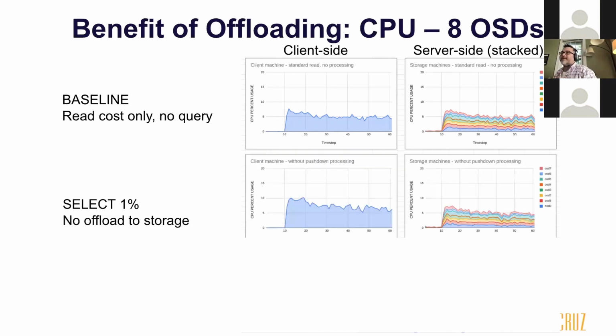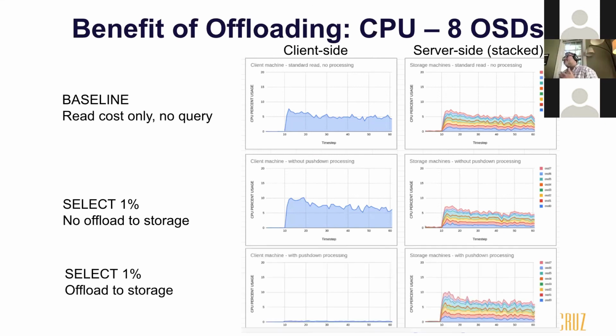If we consider that a baseline, and then we want to apply a selection query, we'll do the same thing in storage, which is no push down. We'll just send the data back. And then you can see here the client is going to apply that select query, that filter of 1% of the rows. So the CPU on the client does go up a little bit because it's applying the filter.